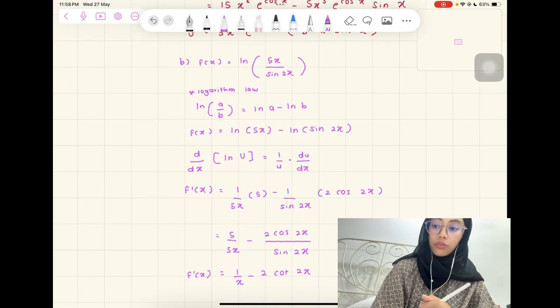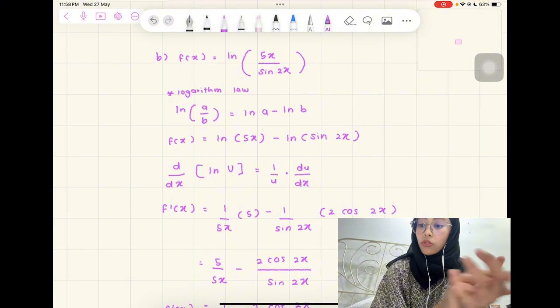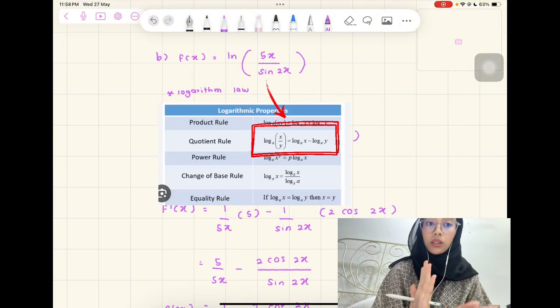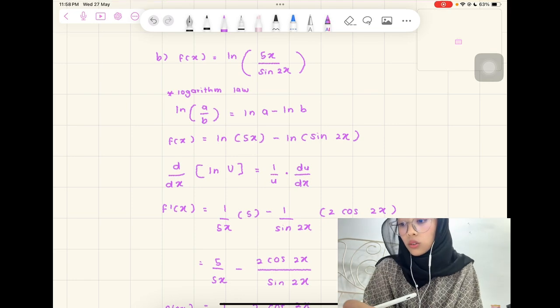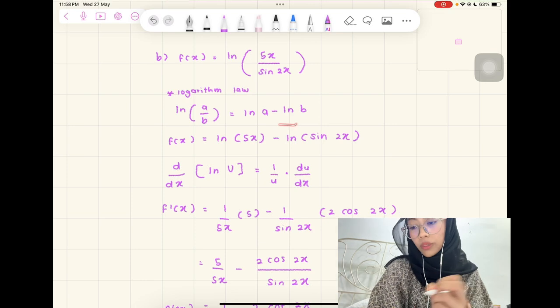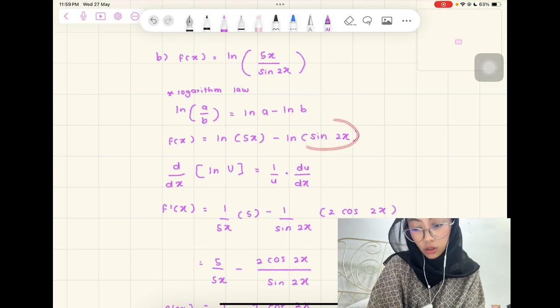So we will continue for question B. The question is f(x) equals ln(5x over sin 2x). For this part, we are going to use the logarithm law, which I will also insert an image for you to see clearly. So basically ln(a over b) equals ln a minus ln b. Hence f(x) equals ln 5x minus ln sin 2x.